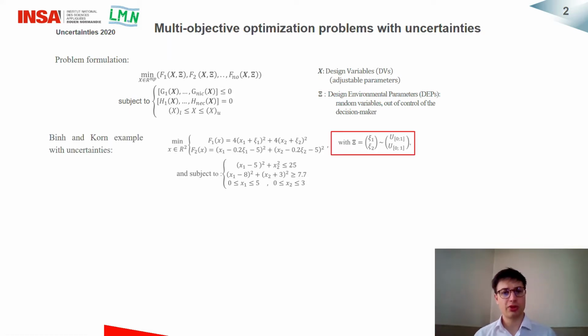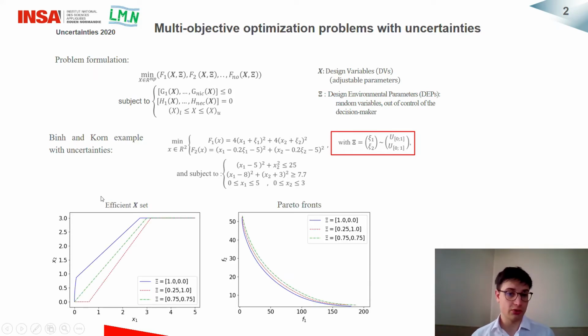During this presentation, I'll be using Binet-Korn test function as an example in order to explain our methodology. We modified this classical test function by adding some uncertain parameters with a xi vector, which we sampled using known probability density distribution of each random variable. And here you can see an example of three efficient sets for 3 data points, as well as 3 respective Pareto fronts.